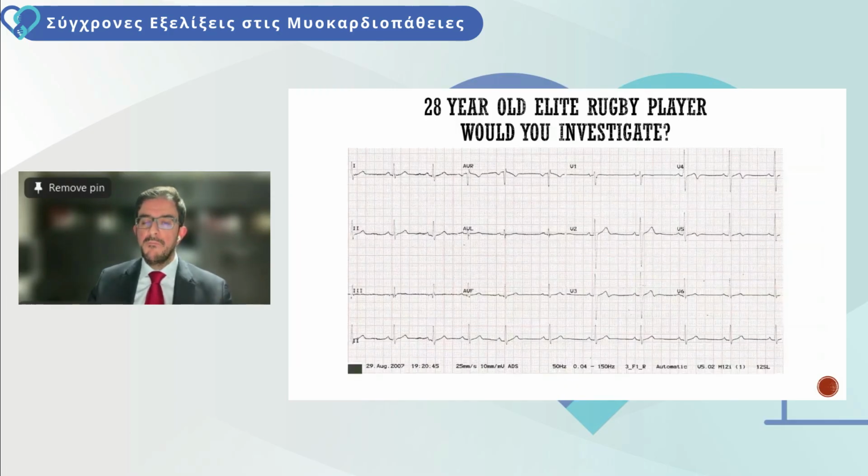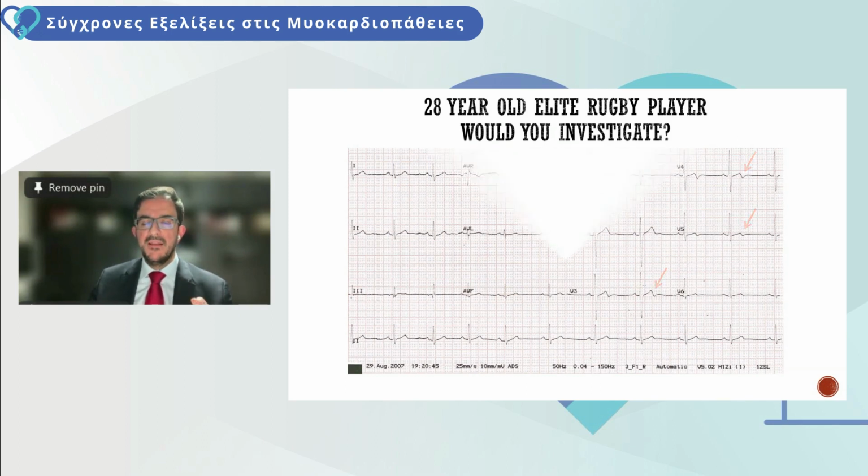However, it's important to remember that things can be far more subtle than the ECGs I showed you before. This is a nice example of a 28-year-old elite rugby player who came for a cardiac screening completely asymptomatic with no family history. And you could potentially identify here that leads V4, V5 look a bit biphasic, they don't look quite normal. And the question is, would you actually investigate him further? Would you just do a transthoracic echocardiogram? Or would you consider it as a biphasic T-wave and leave it alone?